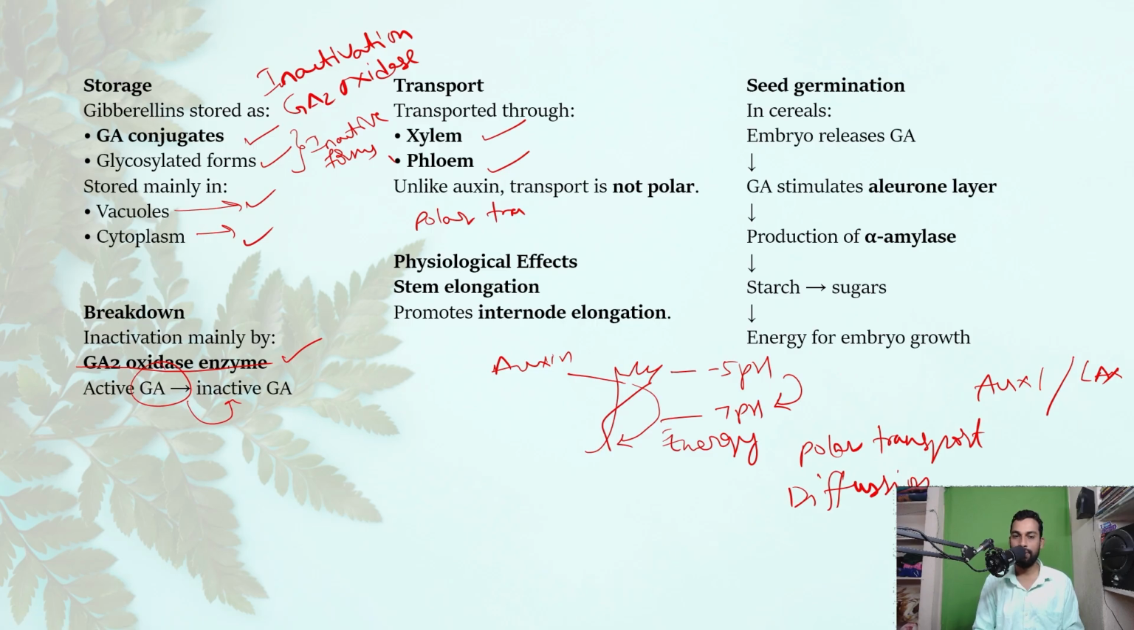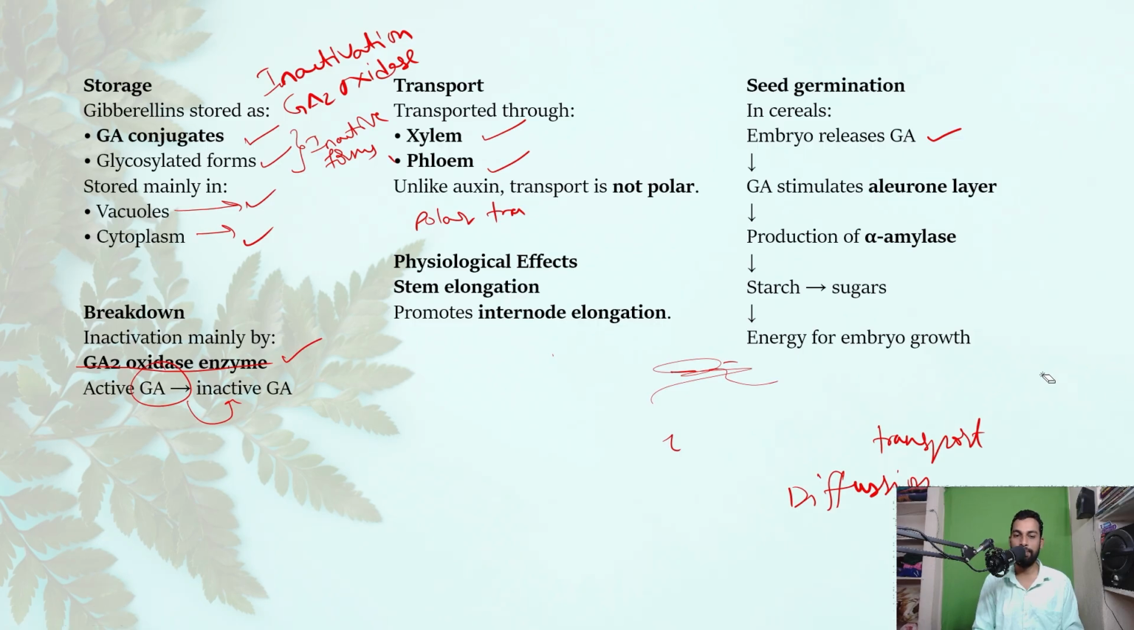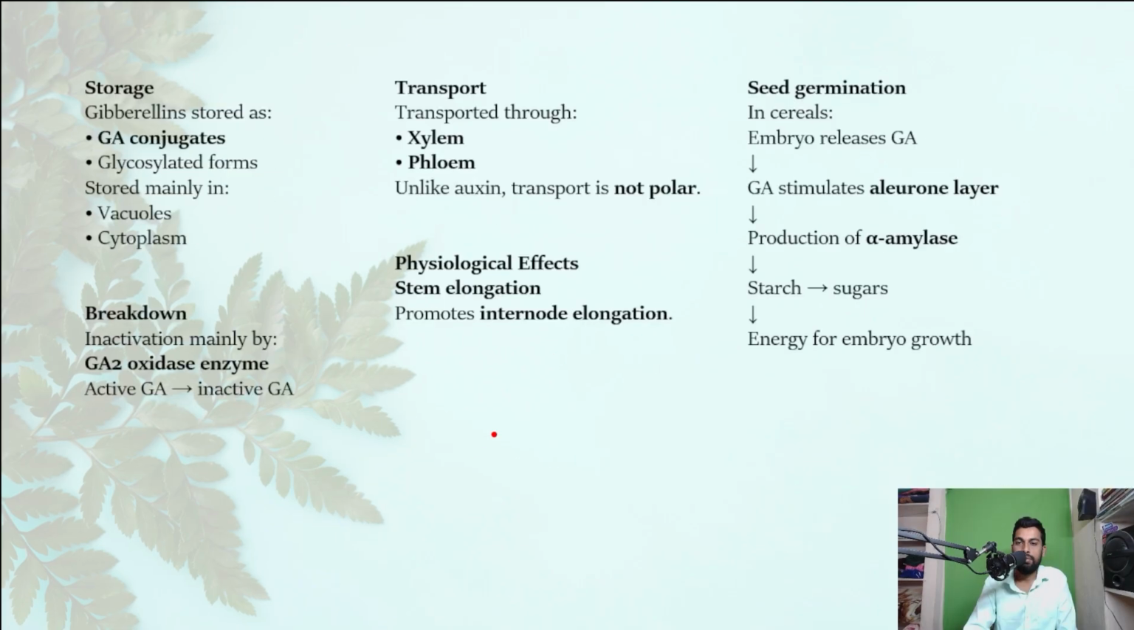I am removing this because it is no longer related to gibberellins. Physiological effects. What are the functions of gibberellins? It elongates the stems. It promotes internode elongation. But cell division is not happening. In which phytohormones does cell division happen? Please comment.